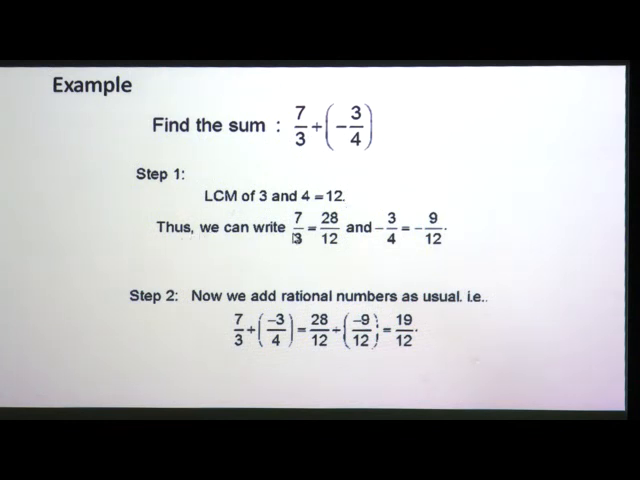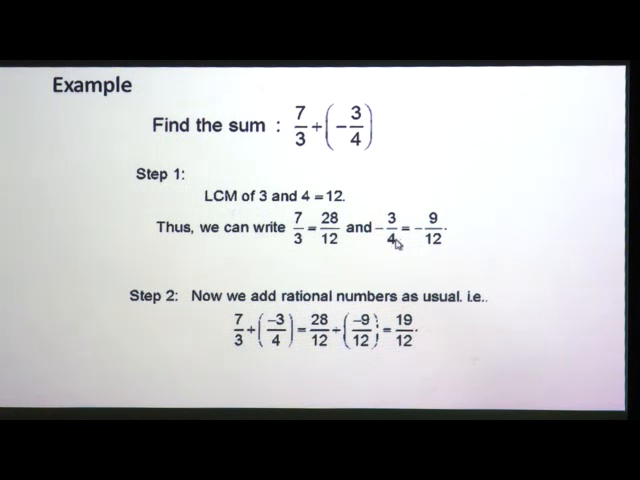Now, we can write 7 upon 3 is equal to 28 upon 12. How? Because to make the denominator 12, we multiply by 4, that is 4 times 3 is 12. In the same way, in the numerator we multiply 4 times 7 is 28. And minus 3 upon 4 is equal to, what are we doing here?